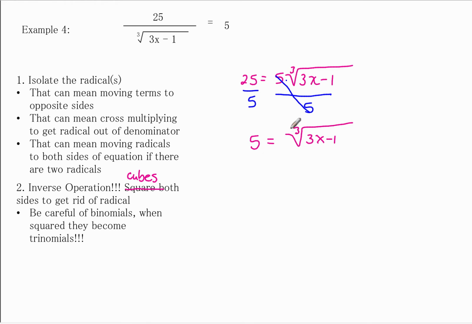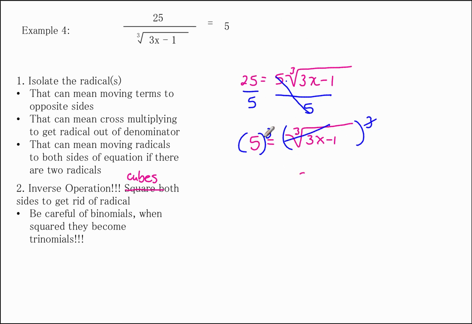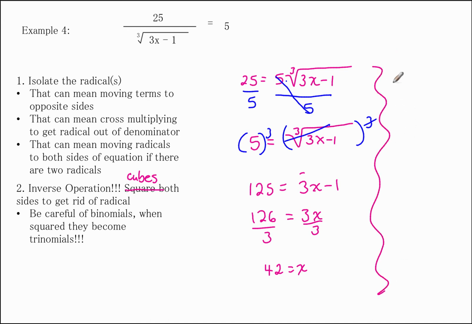And then I'm going to raise both sides to the third power so that the third power and a third root cancel each other out. Okay, 5 cubed is 125. And I'm left with 3x minus 1. Add 1 to both sides. I get 126 equals 3x. That can get divided by 3. So we're going to have a nice, beautiful answer of 42.